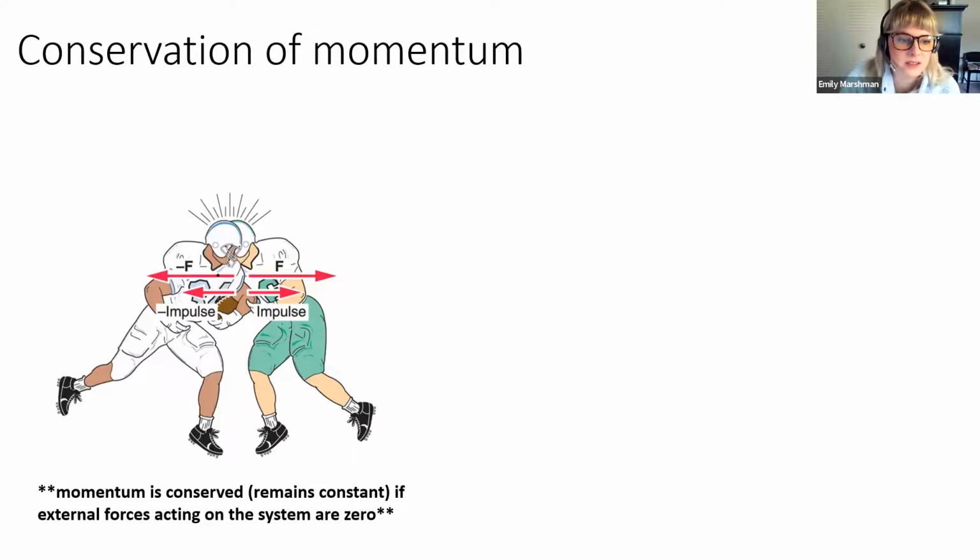Well, let's think about it. Let's look at these two players. I'll call this guy player 1 and this one player 2. When they collide together, they're going to exert a force on each other. And Newton's third law says that the force that player 1 exerts on player 2 is the same size force that player 2 exerts on player 1, just in the opposite direction. For every action, there's an equal and opposite reaction, right? So the force acting on them is the same magnitude, and the time of impact is also the same for both players, right?